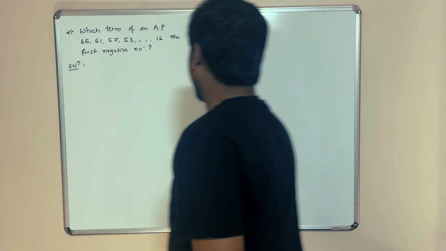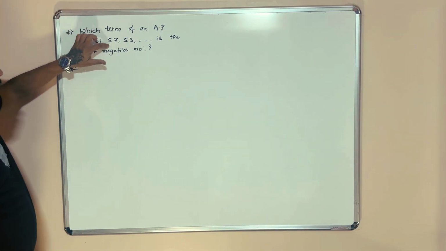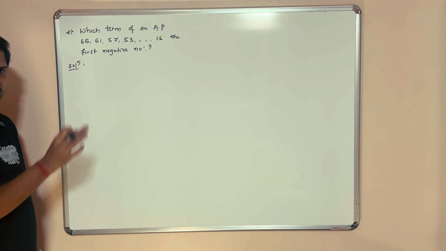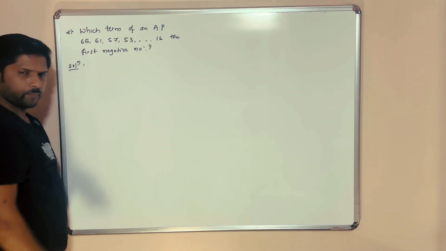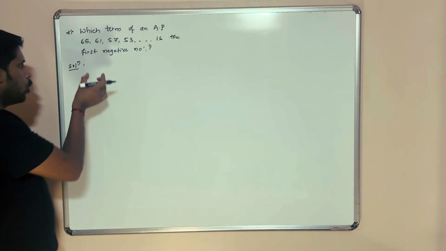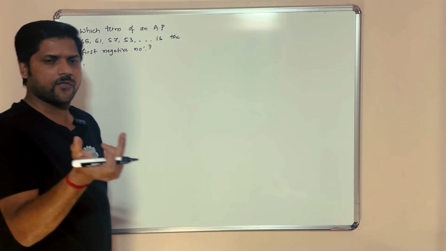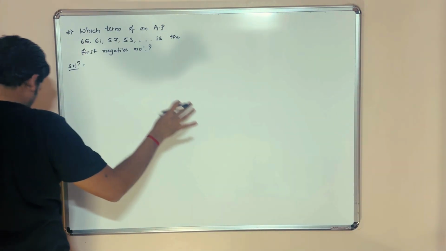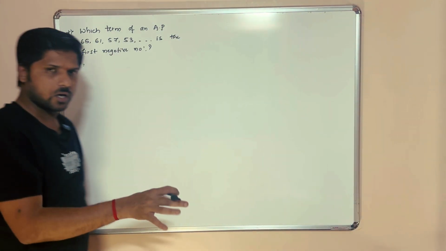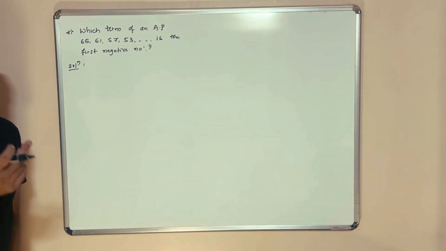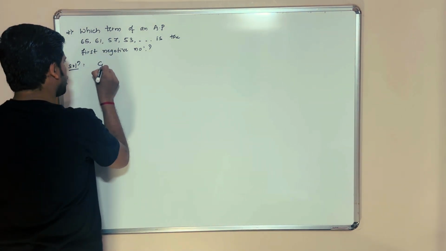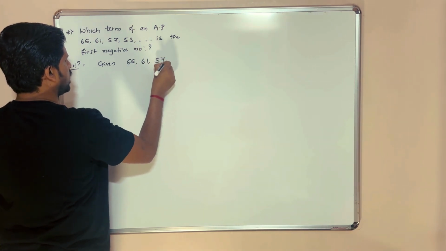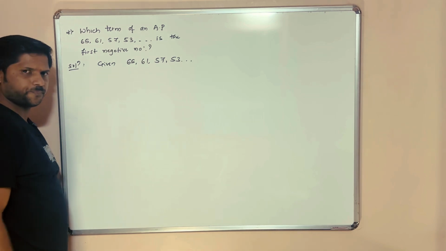Next, which term of an AP 65, 61, 57, 53 and so on is the first negative number? Just observe this AP, it goes on decreasing. Here they have asked only the first negative number, when does the first negative number appear? Here we have to find in which term the negative number appears, that too the first negative number. So here given is 65, 61, 57, 53 and so on.